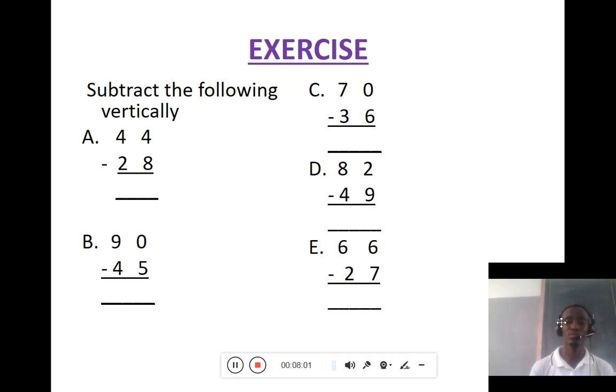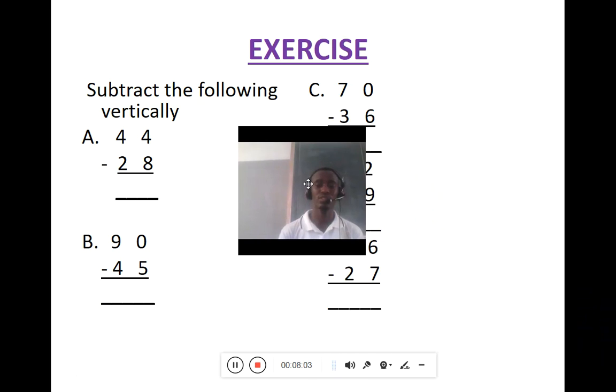Okay? So, thank you very much for listening to this lesson today. Make sure that you do your work on paper, but also write the notes in your exercise book. Make sure that on Friday you submit it here at school. Okay. Thank you very much, and let's meet in the coming lesson.